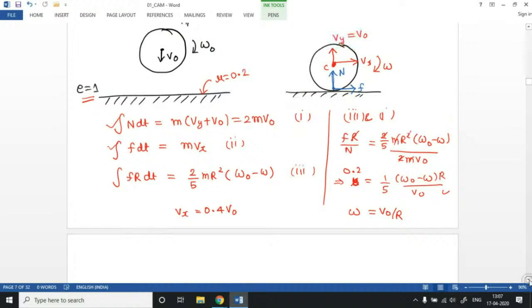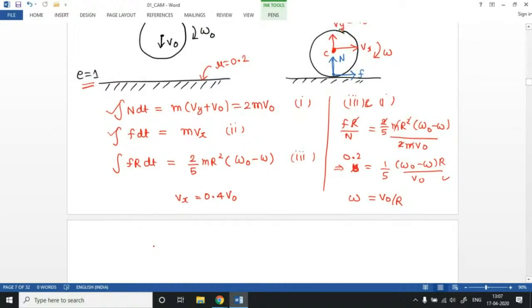If we wish to write down the kinetic energy of this ball after the collision, there would be translational kinetic energy as well as rotational kinetic energy. Translational kinetic energy is going to be half m times vx square plus vy square, and we have calculated the values of vx and vy. And rotational kinetic energy would be half into the moment of inertia, 2 by 5 mr square, into omega square. The value of omega we have already calculated.